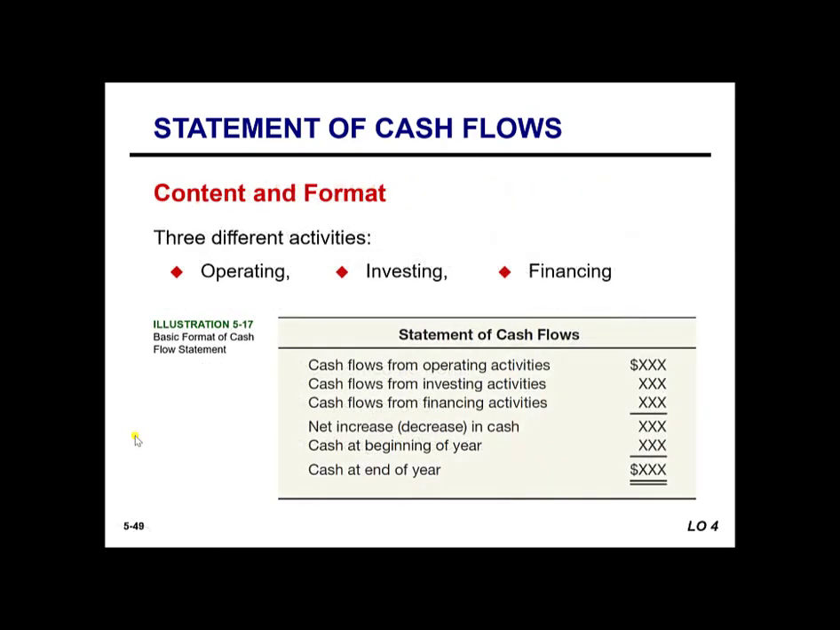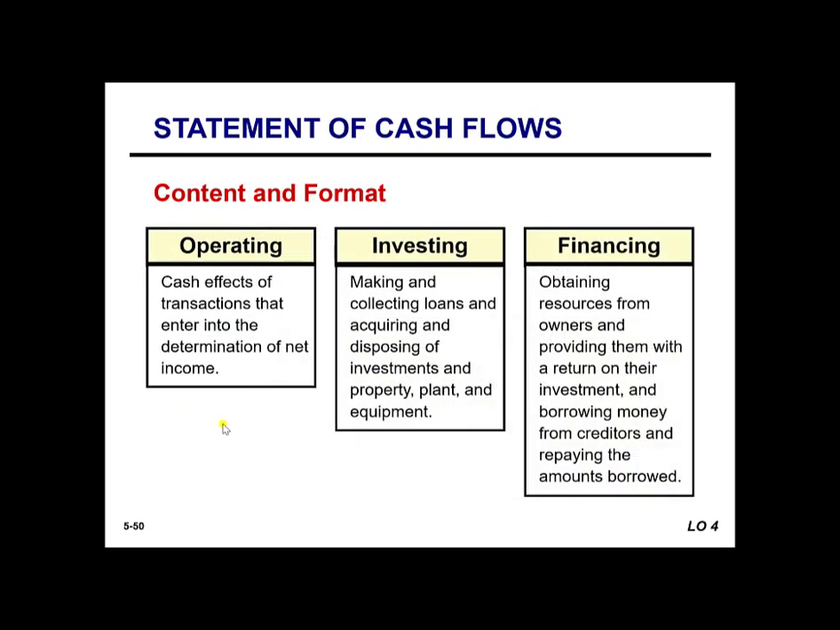As for content and format, you have three different activities: operating, investing, and financing activities. For the statement of cash flows, you'll have cash flows from operating activities, cash flows from investing activities, and cash flows from financing activities. Then there's a net increase or decrease in cash, cash at the beginning of the year, and cash at the end of the year. This is the basic format for a cash flow statement. So: operating, investing, and financing.